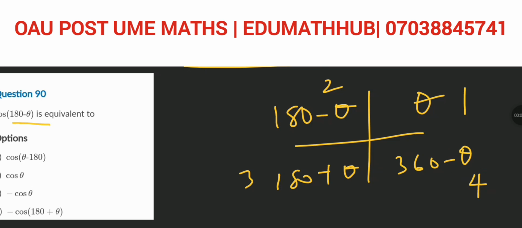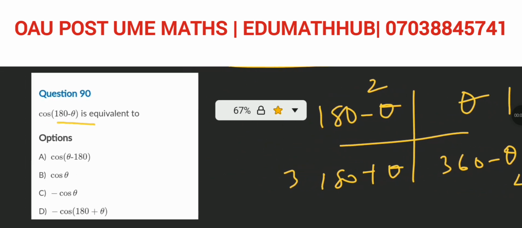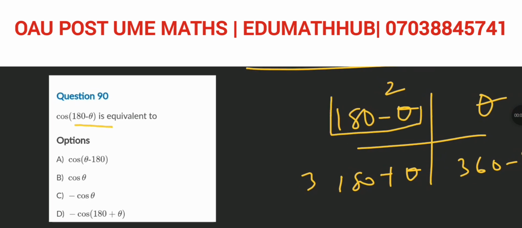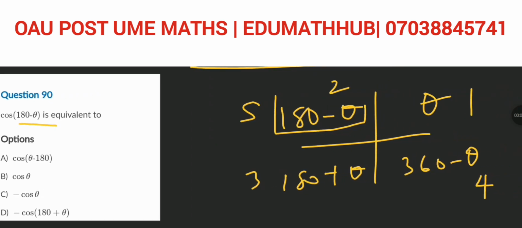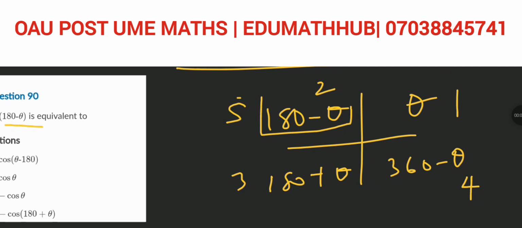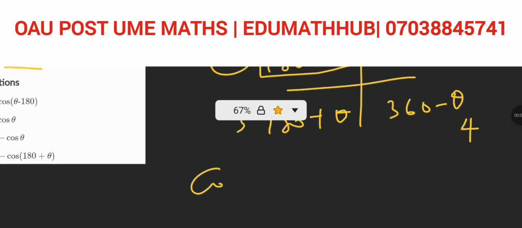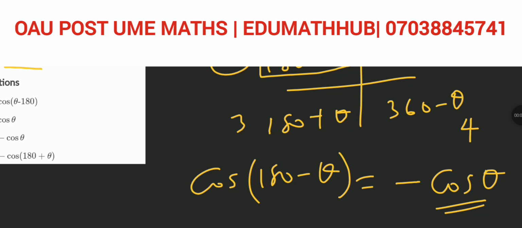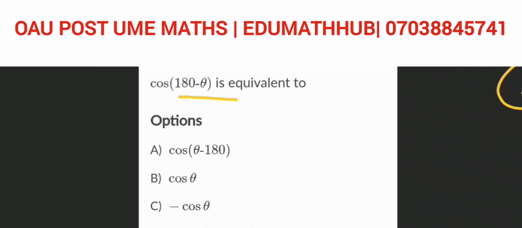So from the question, the angle is 180 minus theta. You can see from here that the angle is in the second quadrant. In the second quadrant, sine is positive there. Okay, all other ratios are negative. So that means in this quadrant, which is the second quadrant, the cosine is the negative of the original angle. So cos(180 minus theta) will give you a negative sign, then cos of ordinary theta. Okay, so the answer is minus cos theta. Move to your options, look for that there.